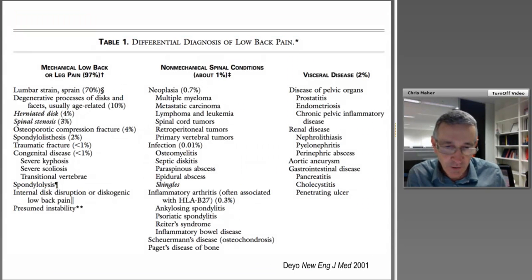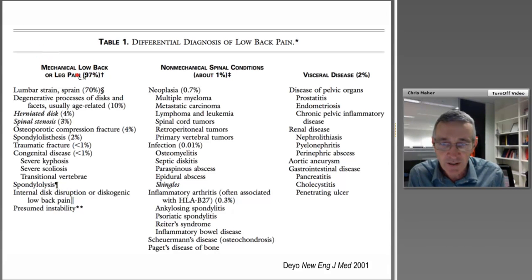The first issue that I was going to talk about was differential diagnosis, and this is a slide taken from a paper by Rick Dio, and it's deliberately complicated because these are all the potential diseases that could cause low back pain. When you first look at it, it's sort of overwhelming, but then the trick here is that, in fact, most of the diseases that are listed are incredibly rare.